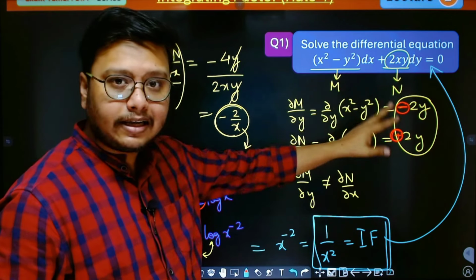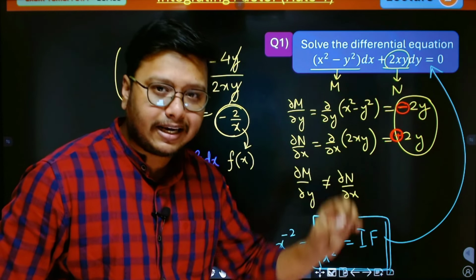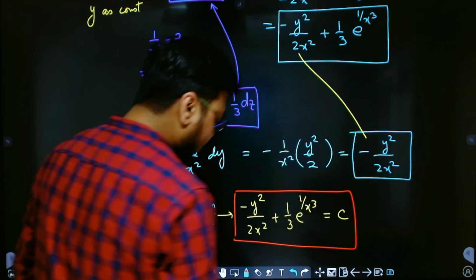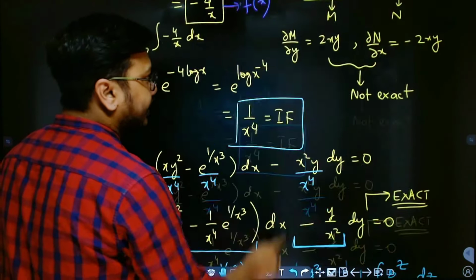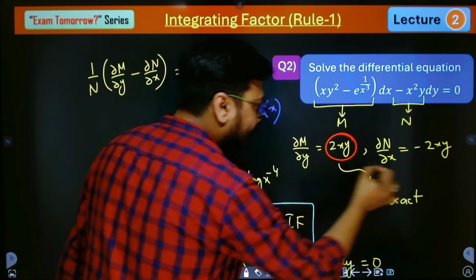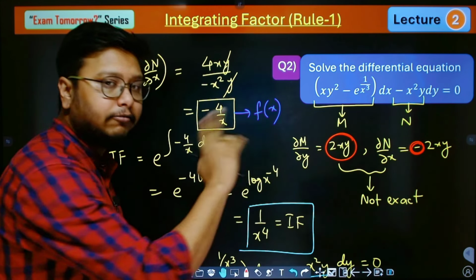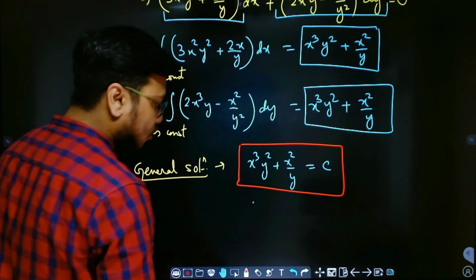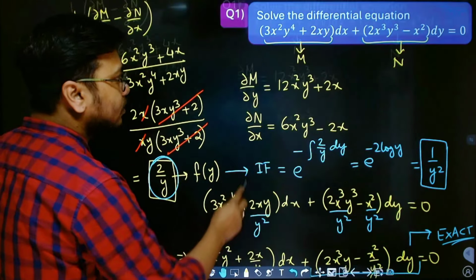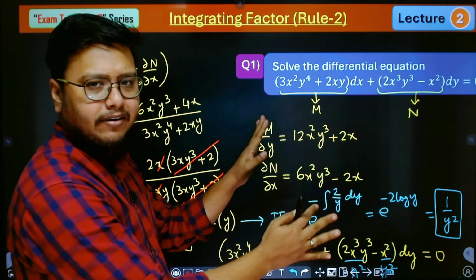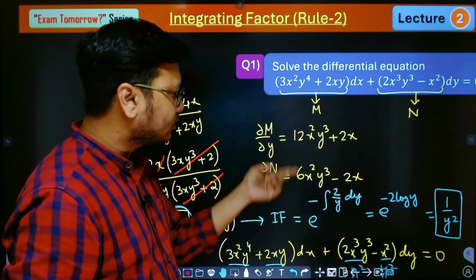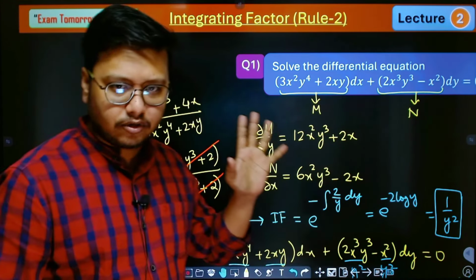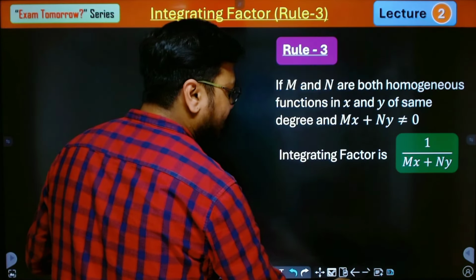If del m del y and del n del x differ by only a positive or a negative sign, there are high chances that rule number 1 is going to work out. Similarly, in the second question that we had solved, again you would see 2xy and a minus 2xy, just a difference of sign. But when we are doing the second rule, that is not happening. The difference is completely different. It's not just difference of sign, it's difference of other multiplicative terms as well. So it's a common observation which I have shared with you. You might want to experiment with that.